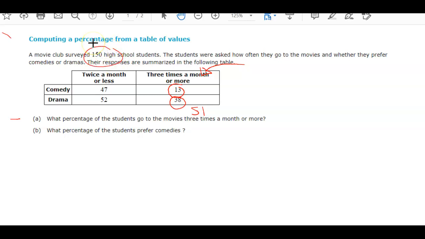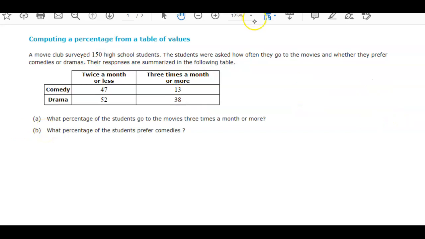And altogether, there's 151 students that were surveyed. So we've got 51 out of 150. And if we do 51 divided by 150, that's going to give me 0.34. So 0.34 gives me 34%. Okay, that one's pretty easy. Let's go ahead and do part B.